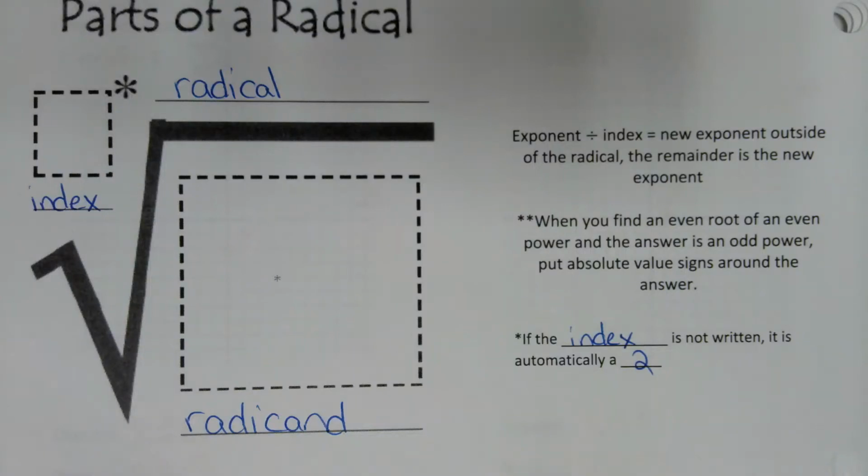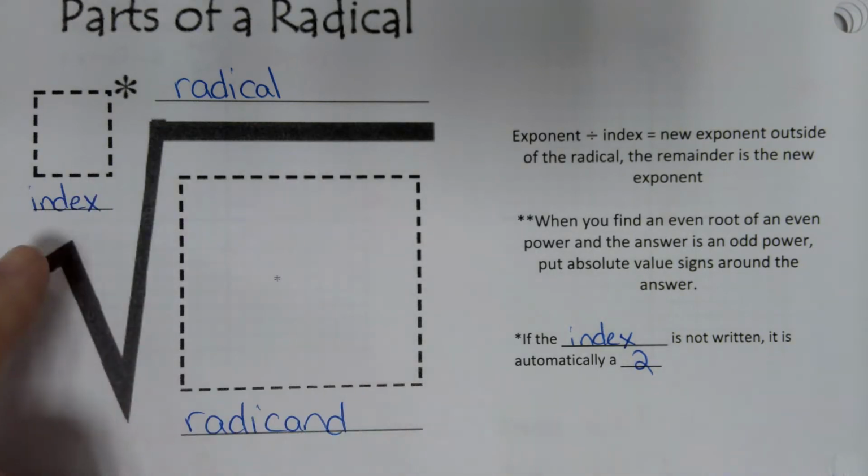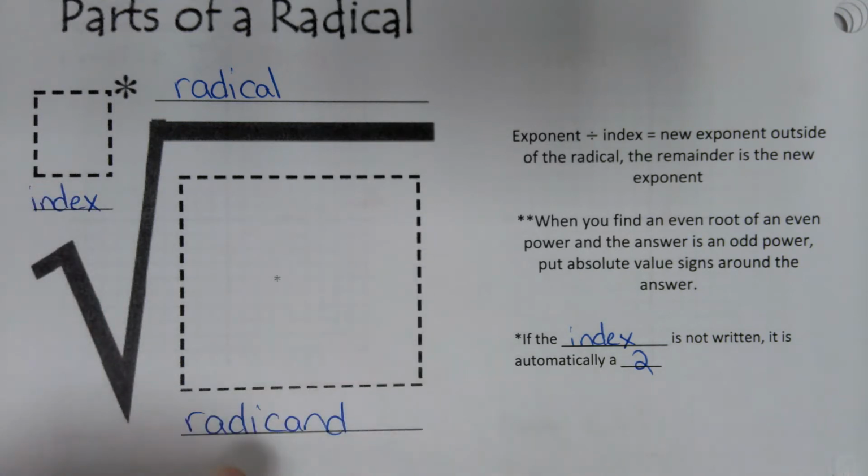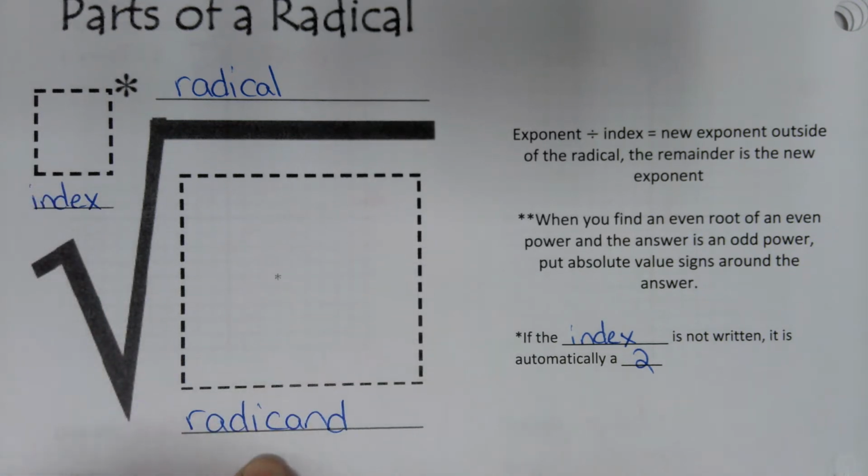In order to simplify a radical, we need to first know the parts of a radical. This symbol is called a radical symbol. The entire thing we can also refer to as a radical or a root. The little number that we see in the hook of the radical is called an index, and the number underneath is called a radicand. Now, if the index is not written, which typically with square roots we don't see the index written, then we automatically assume that that index is 2. That's why we don't see the index written on square roots.